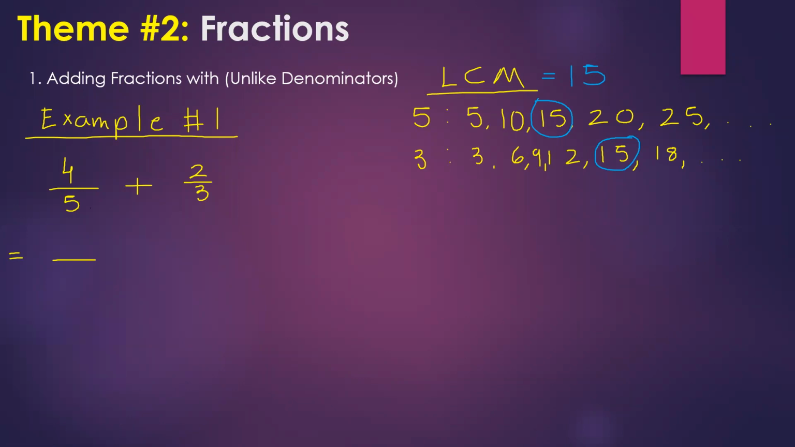So the question is, Anastasia, what times 5 gives me 15? 3. 3, very good. So 5 times 3 gives me 15. Now, whatever I do to the bottom, I must do to the top. So I must multiply the top by 3 as well. Destiny, what is 5 times 3? 15.